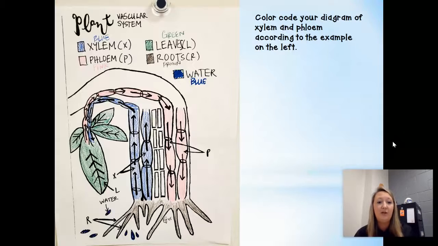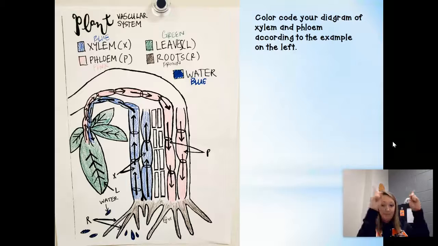So we're going to color code our water dark blue, coming up from the roots. Then we're going to color code our xylem. It's labeled with the X over here on the left side of the picture with blue, and that's taking that water up from the roots. Remember, xylem flows in one direction, up, because water comes into the plant from the roots.